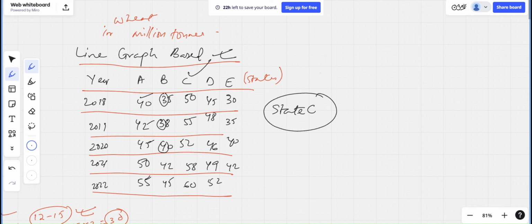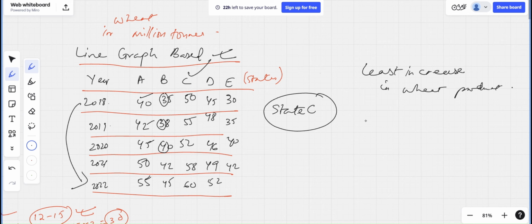What about the least increase in wheat production? It's asking for the least increase. Which state has the least increase, like from 2018 to 2019? They're asking from 2018 to 2020, 2018 to 2022. Which state has the least?